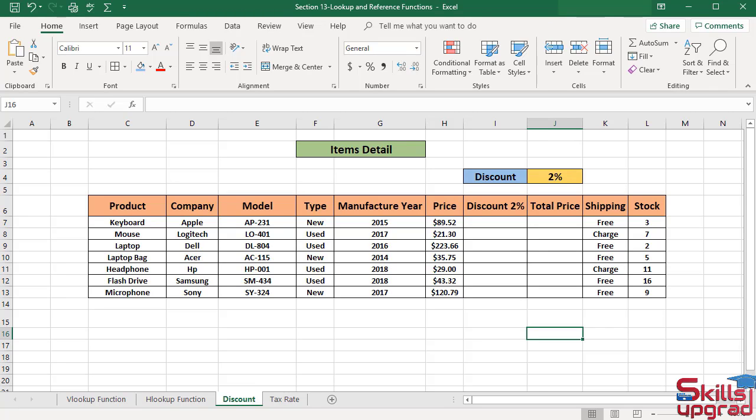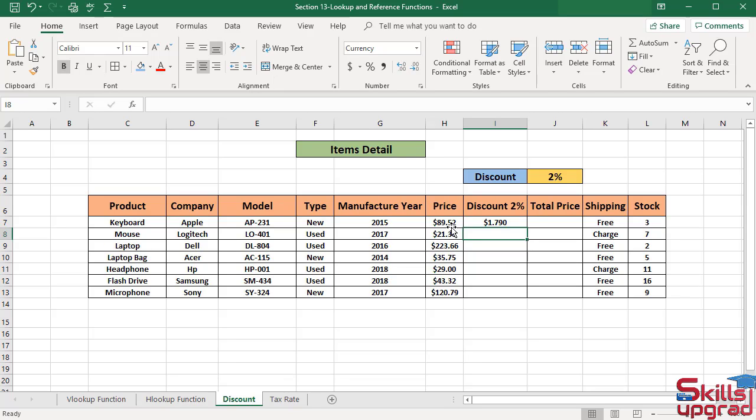To calculate discount on product price, it is very simple. Activate this cell, enter equal sign, click cell reference size 7, enter multiplication operator, enter 2, enter division operator, type 100, press enter. You have $1.790 discount on this price.